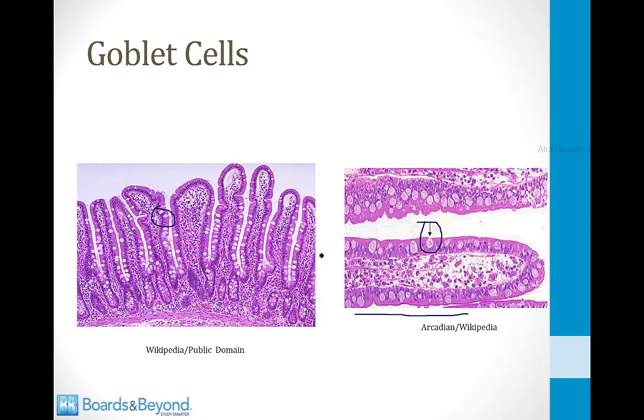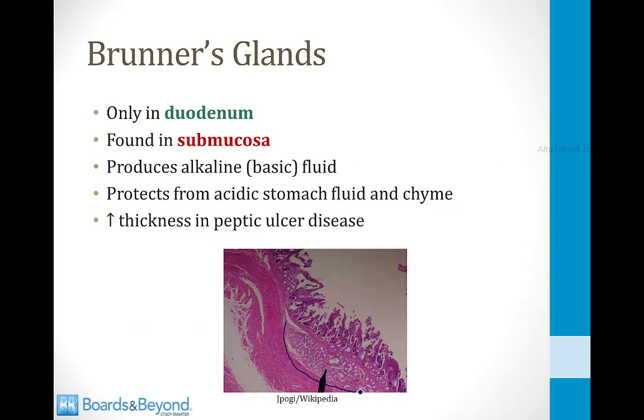Shown on the screen is a picture of a Brunner's gland. This is a gland you can find in the submucosa of the duodenum. This is the muscular layer of the mucosa. Everything up here is mucosa. This Brunner's gland is located in the submucosa. And its job is to produce alkaline or basic fluid to neutralize the acidic fluid coming from the stomach.